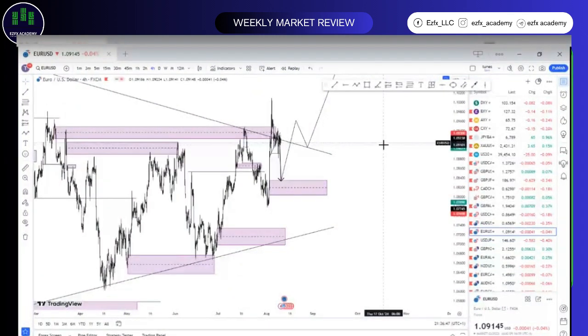But this is what I'm watching out for on EUR/USD. So a sell, then a buy on EUR/USD. I hope that is clear.